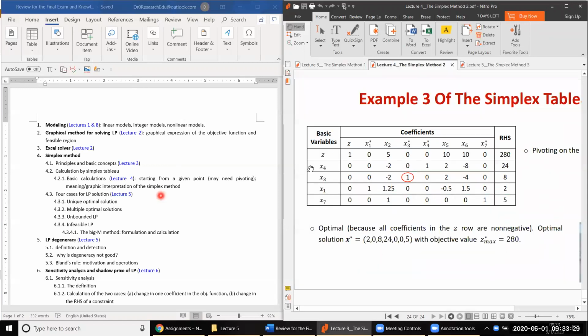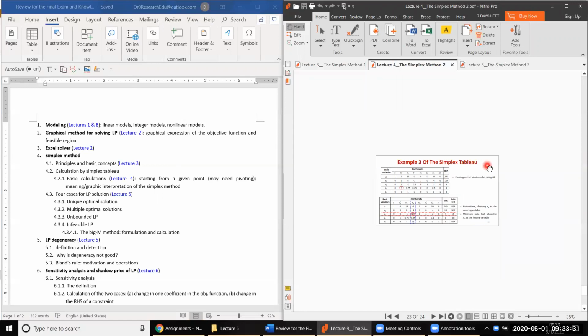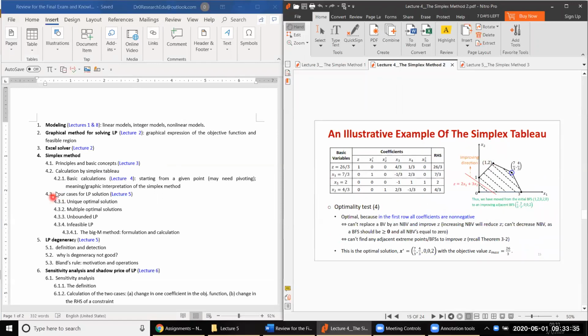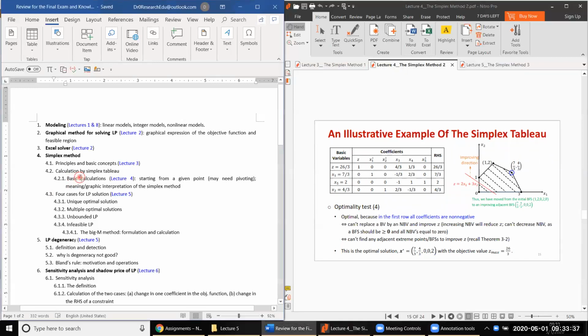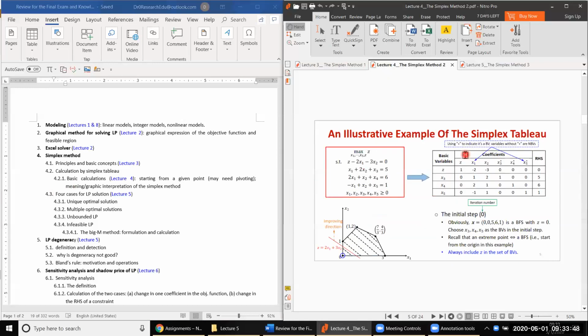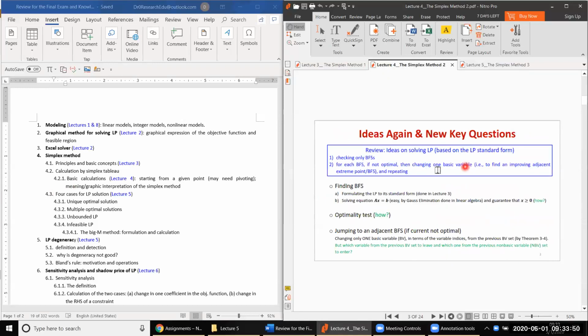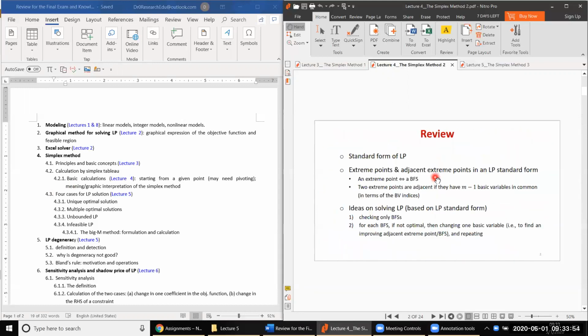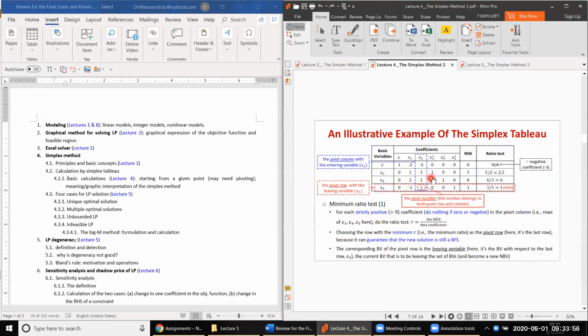Now in lecture 4, we introduced the detailed calculations, okay? Calculating by the simplex method. First of all, you need to know how to start, how to operate the simplex method from a given point. For example, in most cases we start from 0. Here we go, in this example.